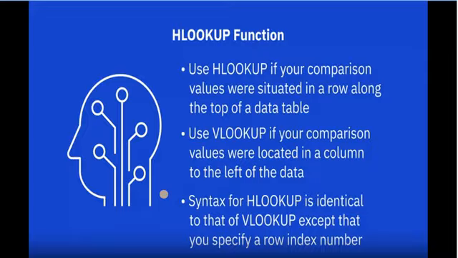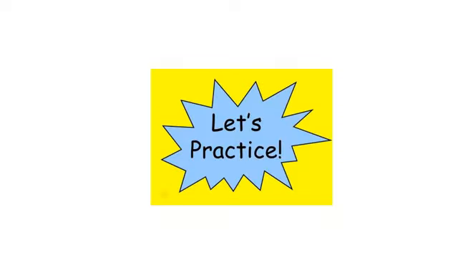The syntax for HLOOKUP is identical to that of VLOOKUP, except that you have to specify a row index number, referenced in the formula by Excel as row index number. This basically indicates the number of the row in the lookup table that contains the value you are looking for. So now let's see the practical of HLOOKUP.